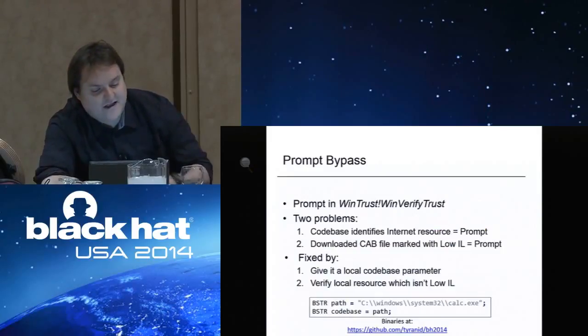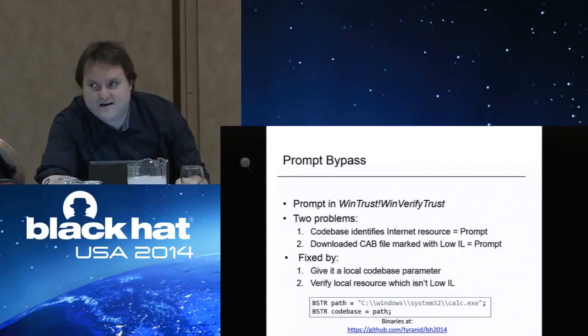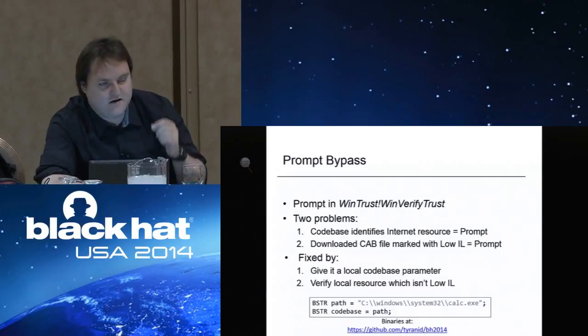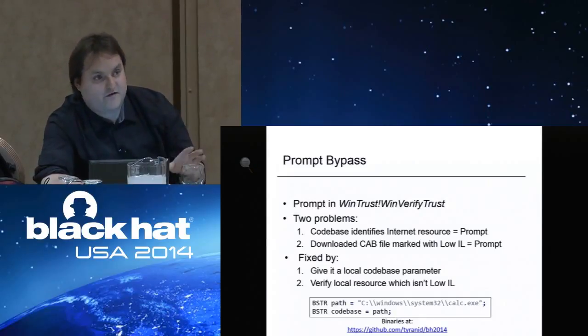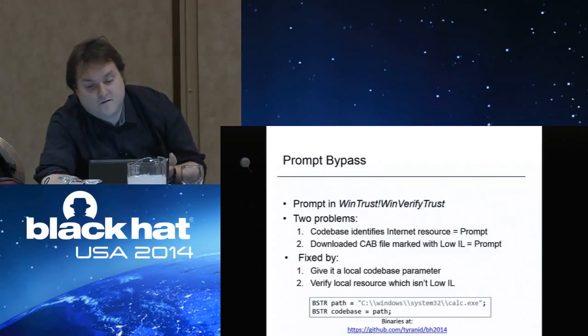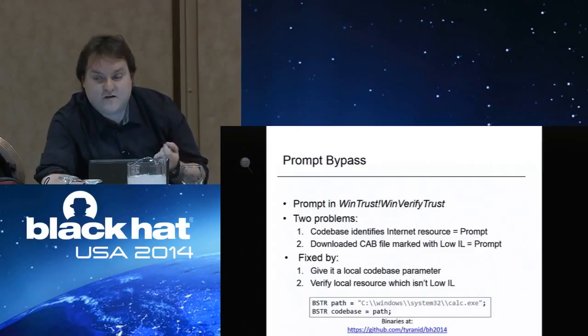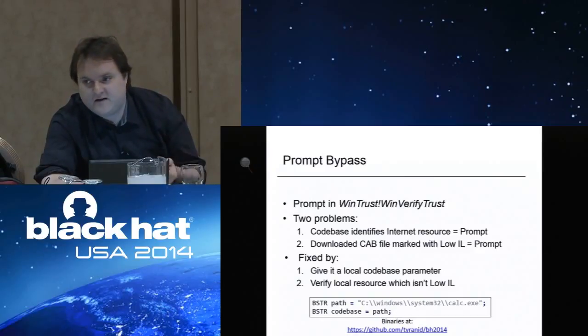But it turns out that the way in which it verifies whether it needs to prompt you was slightly lacking in its implementation. It turns out there were two parameters I managed to identify. Based on when I pushed it through, I could see these parameters being passed, and I could then infer what their purpose was. The first one is code base, and the code base defines where this piece of code came from.